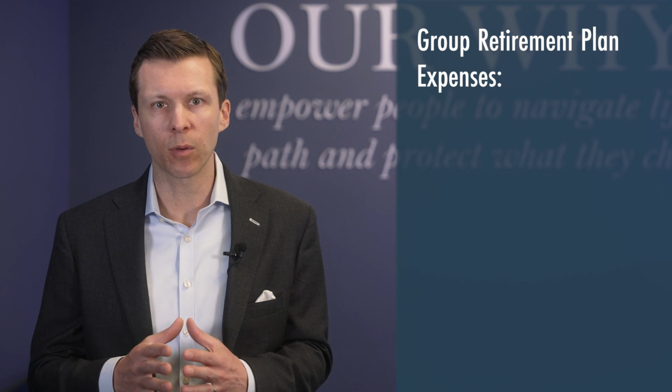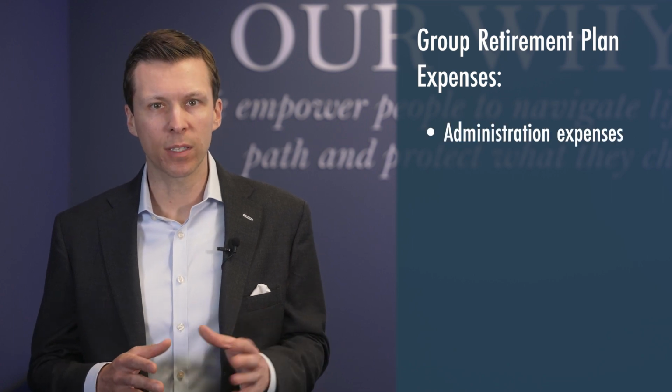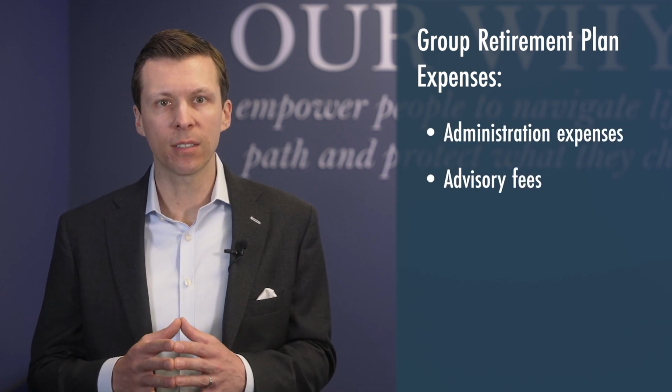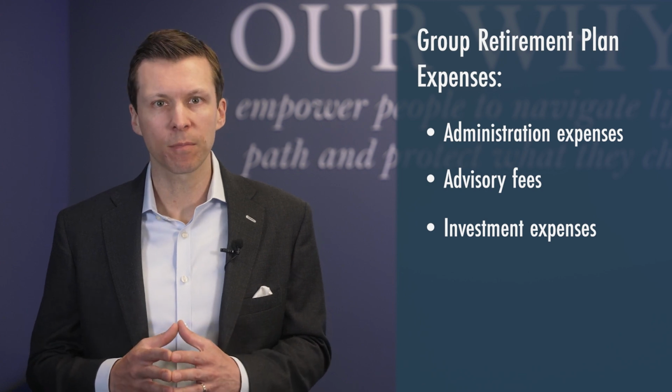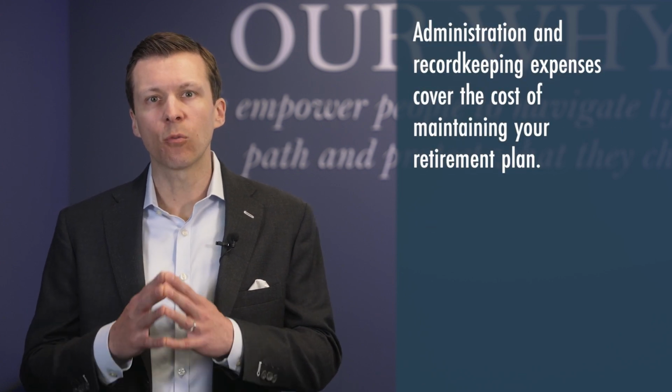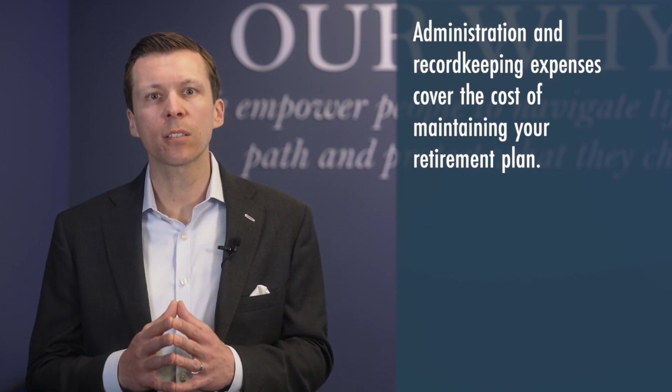Generally, there are three types of expenses within a group retirement plan: administration expenses, advisory fees, and investment expenses. Administration and record-keeping expenses cover the cost of maintaining your retirement plan. This includes the plan's website, their customer service center, providing account statements, preparing educational materials, conducting compliance testing, and more.